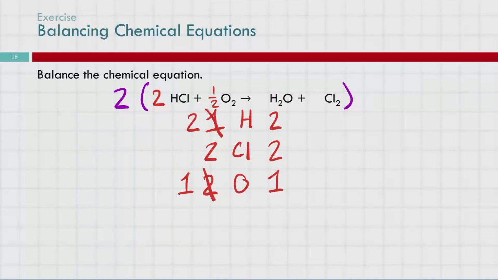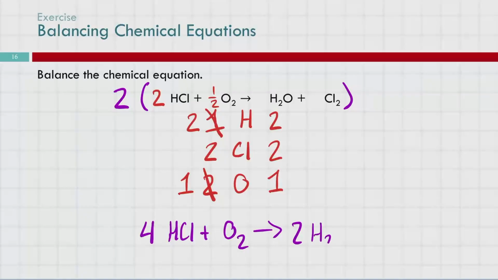So instead of 2 HCl, we're going to have 4 HCl. Instead of 1/2 O2, we're going to have a singular O2. Instead of 1 H2O, we're going to have 2 H2O. And instead of 1 Cl2, we're going to have 2 Cl2.